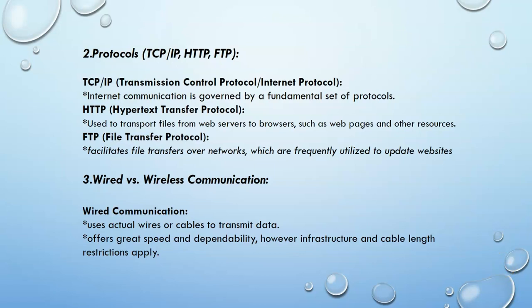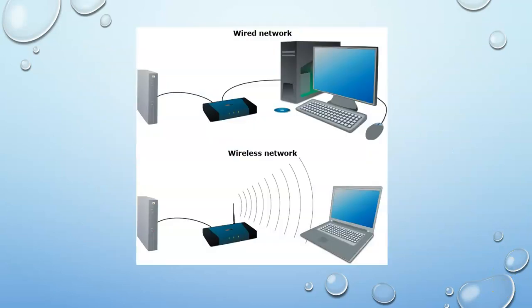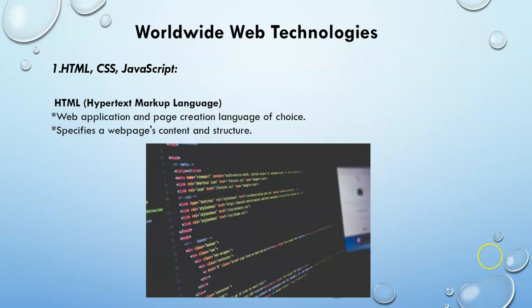The third one is wired versus wireless communication. Wired communication uses actual wires or cables to transmit data. As you can see, in wired networks there should be cables or wires to connect those devices. But in wireless networks, there is no need for data cables.